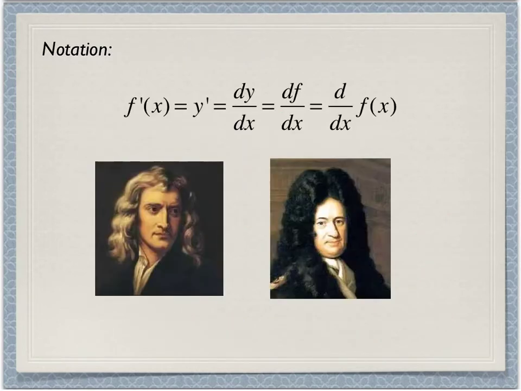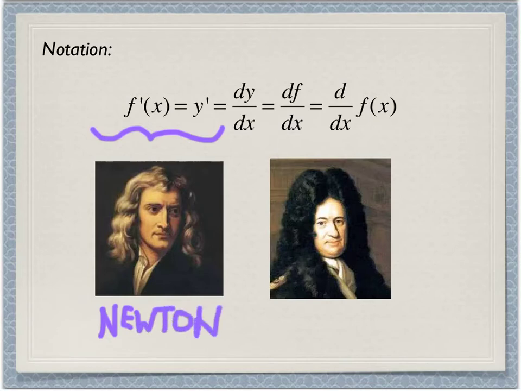Alright, just looking at some notation here that we'll use for derivatives. The first set of notation, which is this prime stuff, looks like an apostrophe. We say f prime of x or y prime. That's attributed to this guy, pretty famous guy, Sir Isaac Newton. He came up with that notation. And the other notation here, which is the dy over dx or df over dx or the d over dx, all this is attributed to this guy named Leibniz.